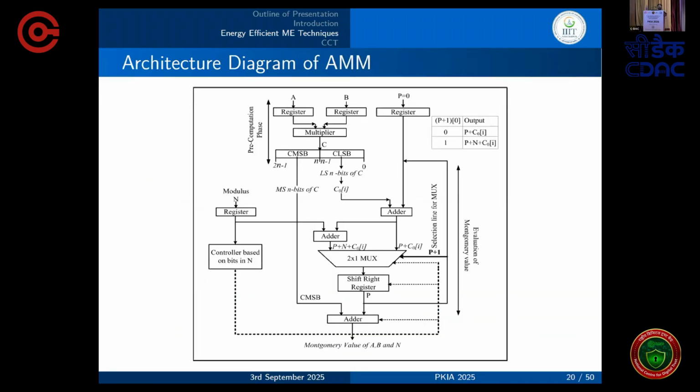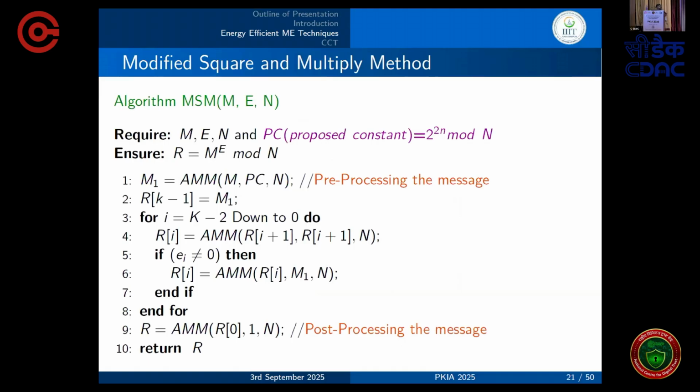So now this is the hardware architecture of the same algorithm which I have shown just now. It will be invoked for every square operation, as well as for every multiplication operation. Now this is the existing algorithm where every bit is scanned from left to right, and as I told, for every bit the square operation is a must. And if the bit is high, that means if the bit is 1, then along with the square operation, we also need to use the multiplication operation.